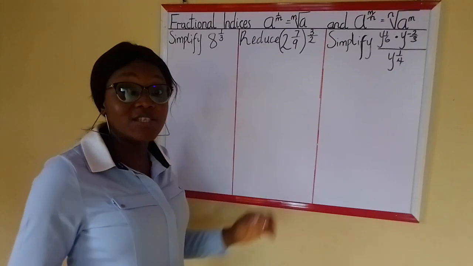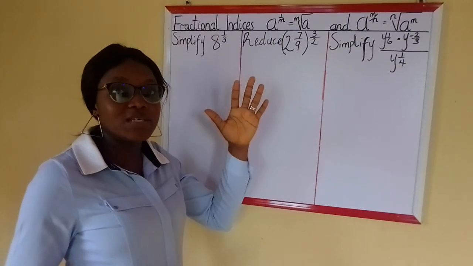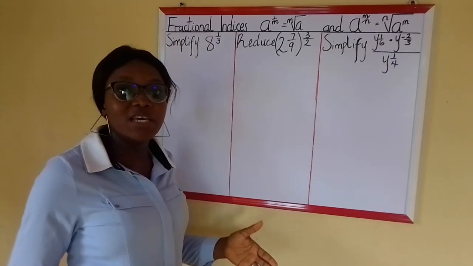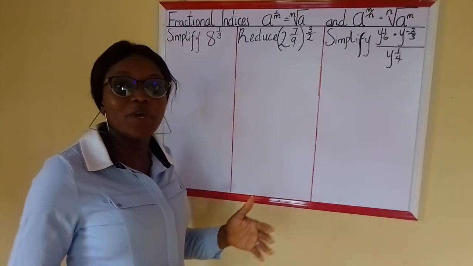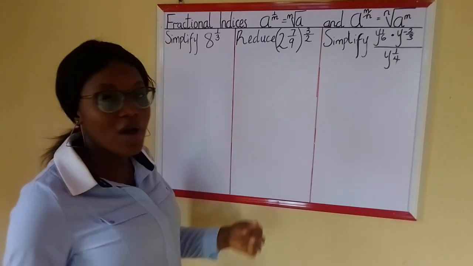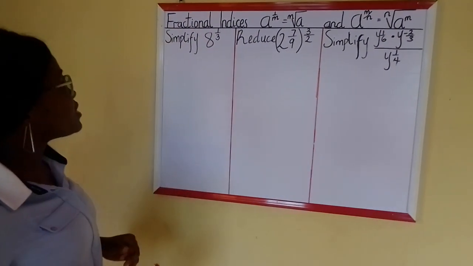Now, there is something you must know about fractional indices. In fractional indices, the numerator is always the power, while the denominator is the root. It could be square root, it could be cube root, it could be fourth root, depending on the number you have as the denominator. Okay? Let's solve the first example here.